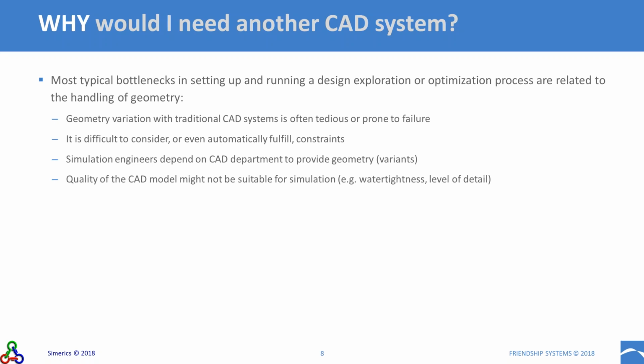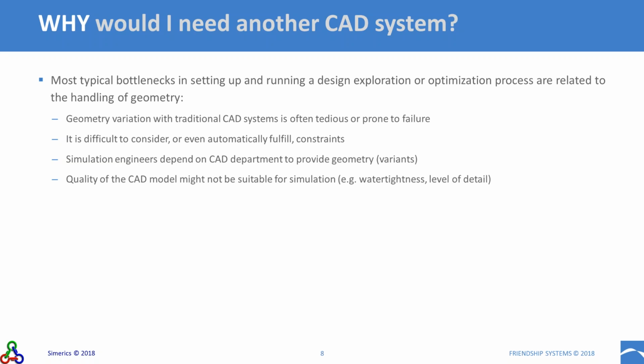So often the geometry variation with the traditional CAD system does not work quite smoothly or robustly. You change parameters and the model might break down, so that it cannot be regenerated. Another factor is constraints. We might have manufacturing or packaging constraints, things like that, that are difficult to consider or even fulfill automatically. Another factor is the work division.